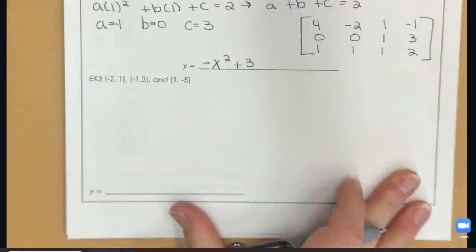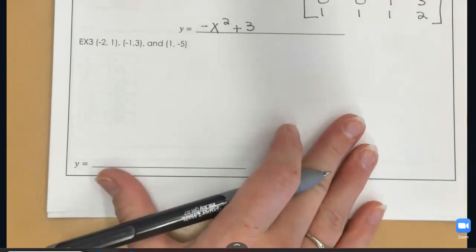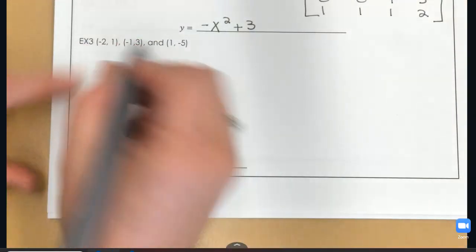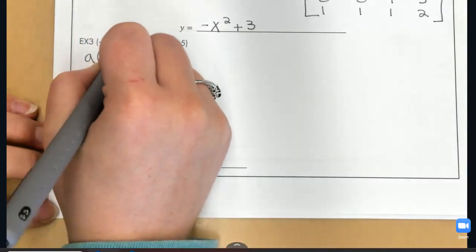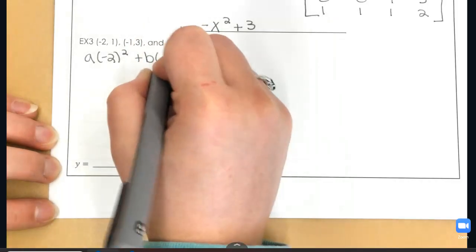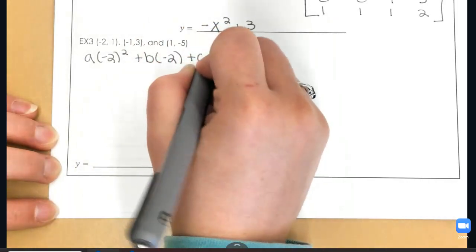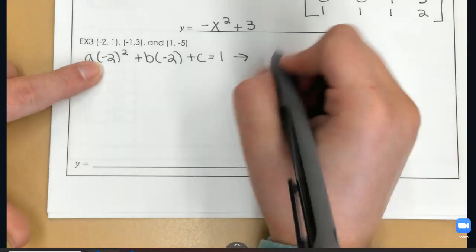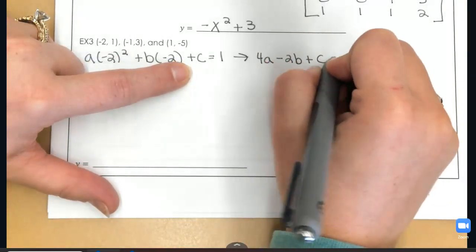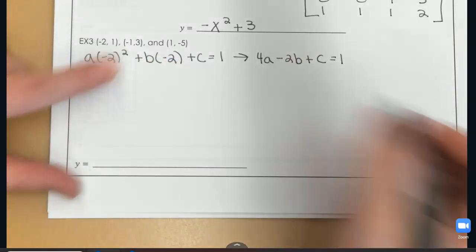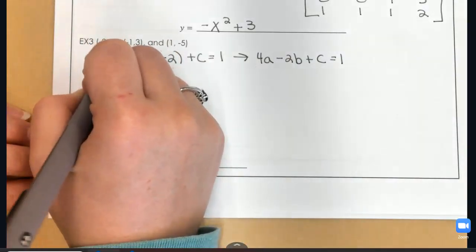Okay, one more like this. We need to set up our 3 equations so we can make a matrix. I have -2 and +1 now. So this will be A times -2 squared plus B times -2 plus C equals 1. Simplifying that out, I will get 4A minus 2B plus C equals 1. Now I'm going to use the other point, -1, 3.